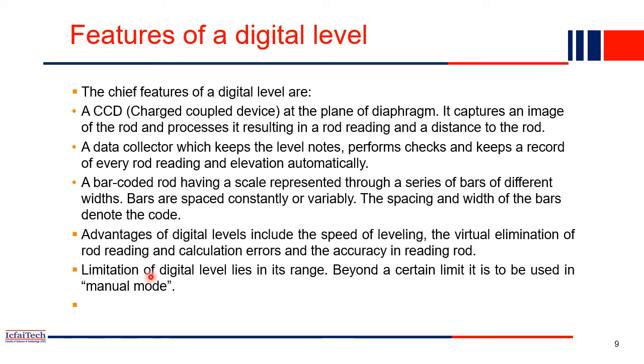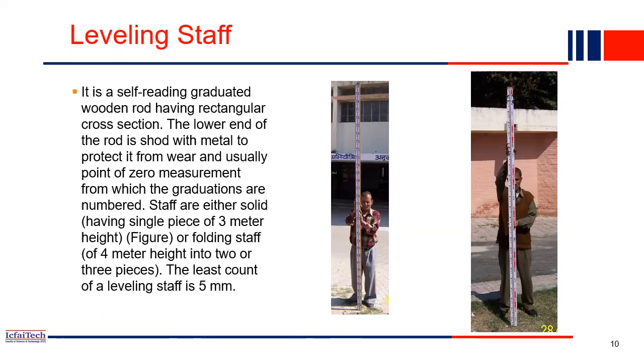Accuracy in the reading rod, all these things can be done automatically. The only limitation of this digital level lies in the range, right? If you want to take points 1 kilometer apart, your staff is about 500 to 600 meters from the instrument, then again beyond a certain point you have to do it in manual mode, right? Manual mode means like a dumpy level, it will be used as a dumpy level or IOP level.